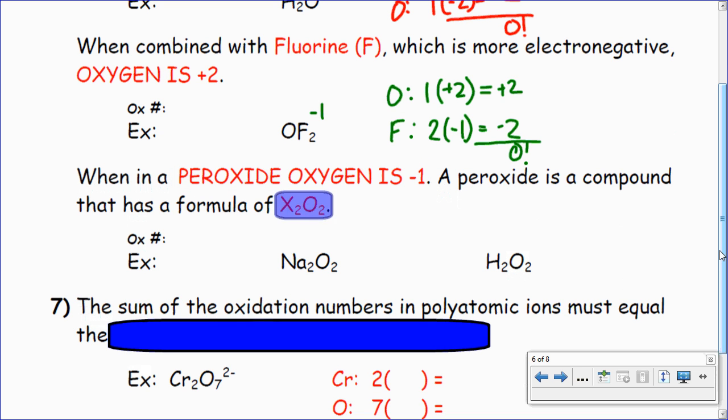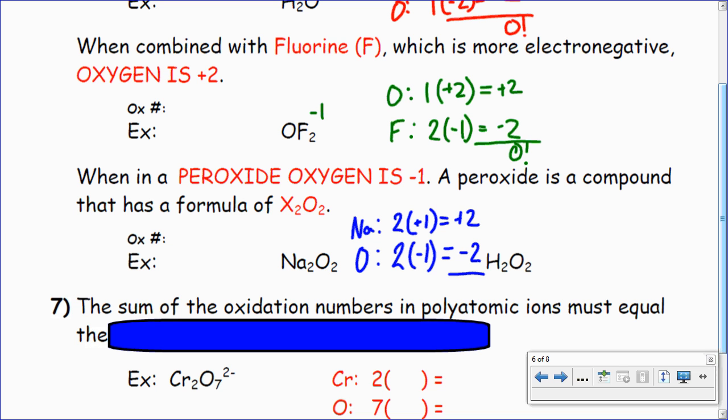When in a peroxide, oxygen is a -1. A peroxide is a compound that has a formula of X2O2. Also, if you look at reference table E, peroxide is a polyatomic ion. So these are exceptions for oxygen's rules that we don't really run into too often. So in this case, if we're doing Na2O2, we know we got 2 of them, and it's always a +1 for Na, so that's a +2. And oxygen, we got 2 of them. We're trying to figure out what it must be, and it's got to add up to a -2. So that's why in this case, oxygen's a -1.